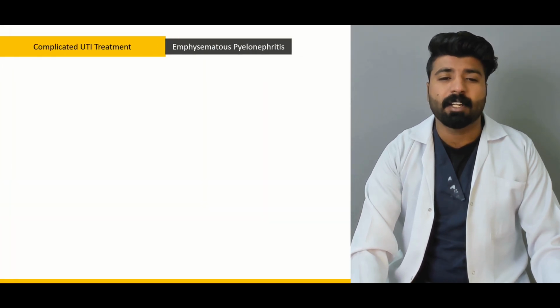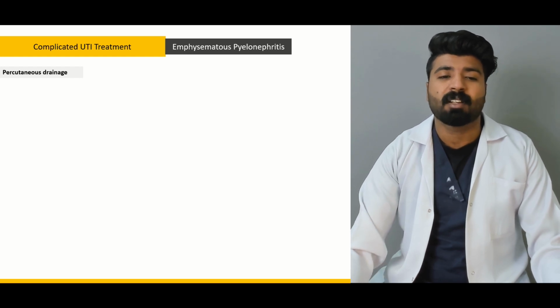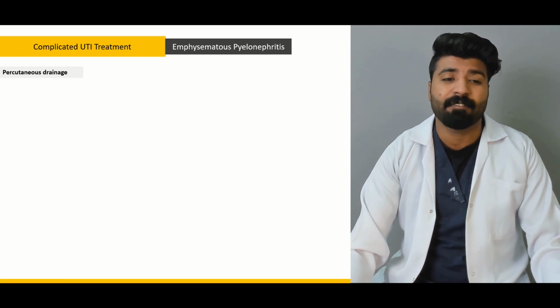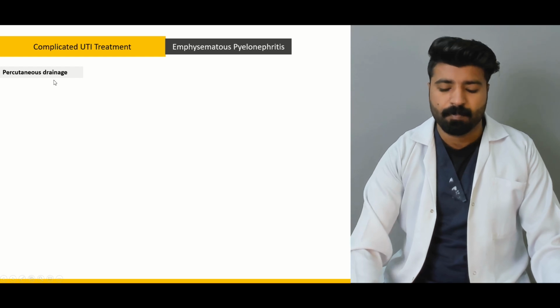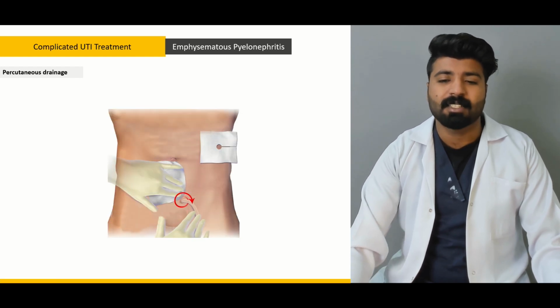Next on we have complicated UTI treatment, which will involve emphysematous pyelonephritis. It's going to be percutaneous drainage. In emphysematous pyelonephritis, the kidneys are being destroyed, the kidneys are being affected, and pus is being produced. So what we do is percutaneous drainage. As you can see, this is a patient suffering from this pathology. We drain the pus percutaneously.